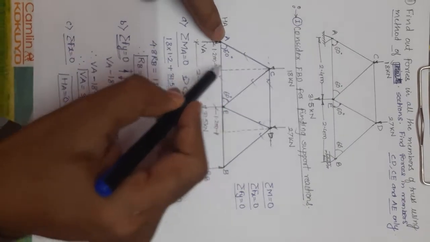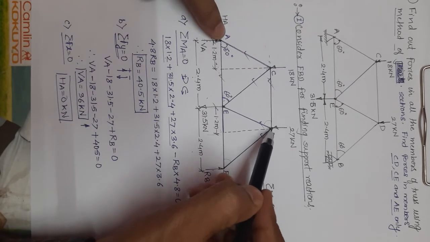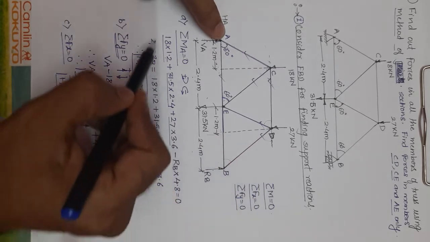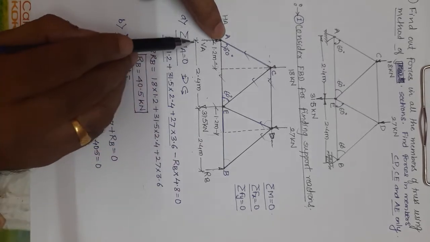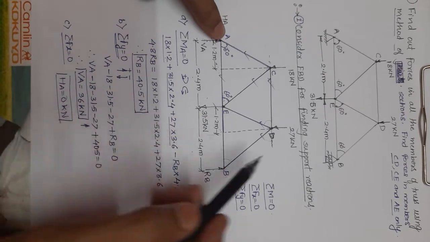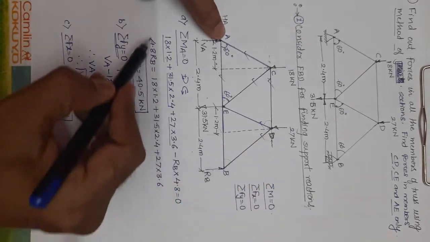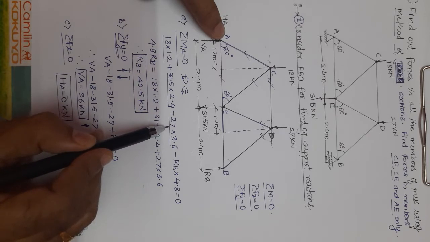Okay, it is clockwise, therefore positive. Now next, 27 kilonewton. 27 kilonewton is also a clockwise movement. And what is the distance from this? This is 2.4 plus 1.2, which is 3.6. So 27 multiplied by 3.6, clockwise.